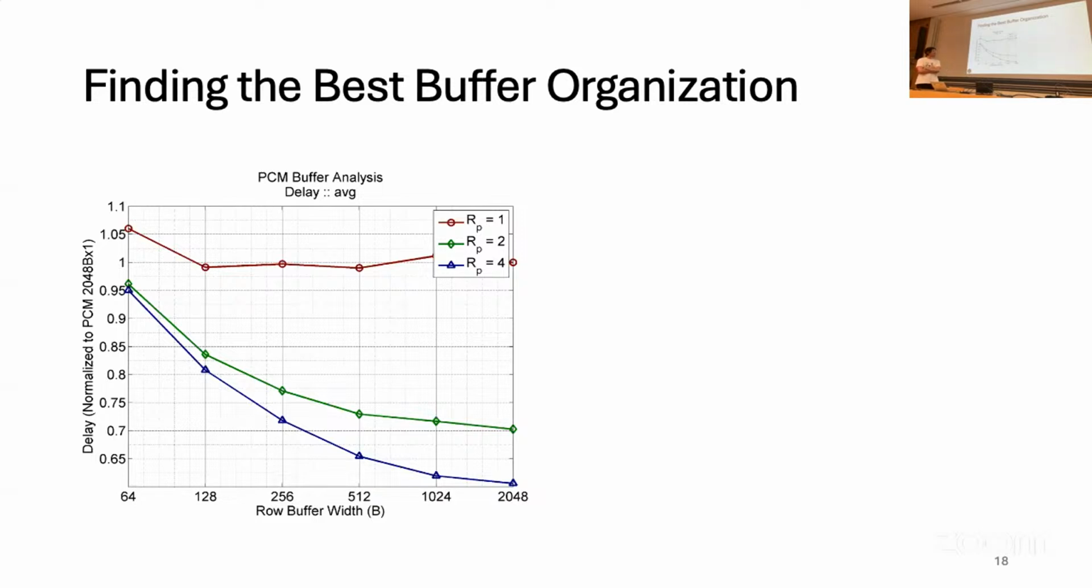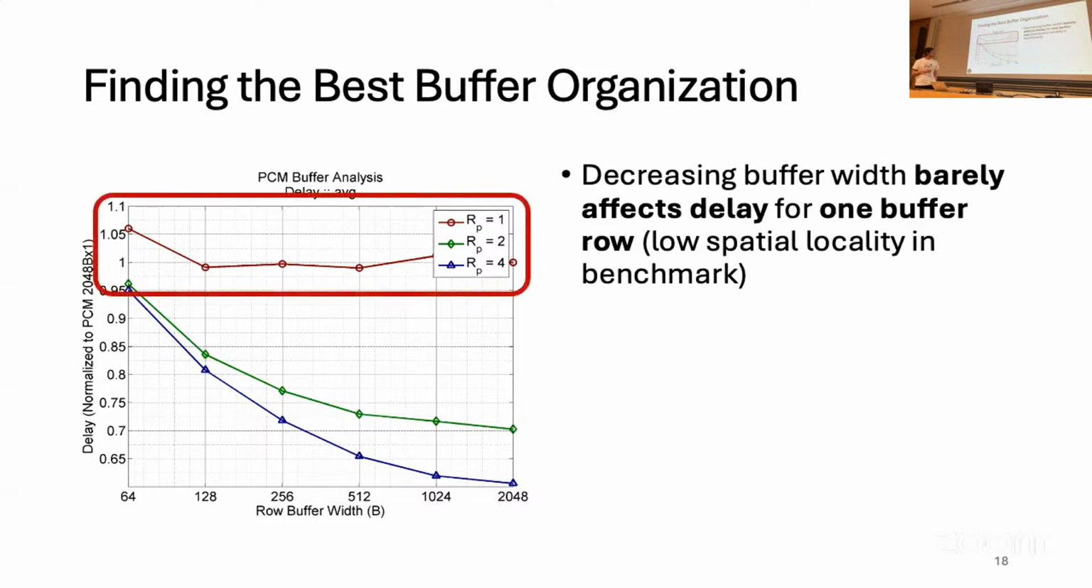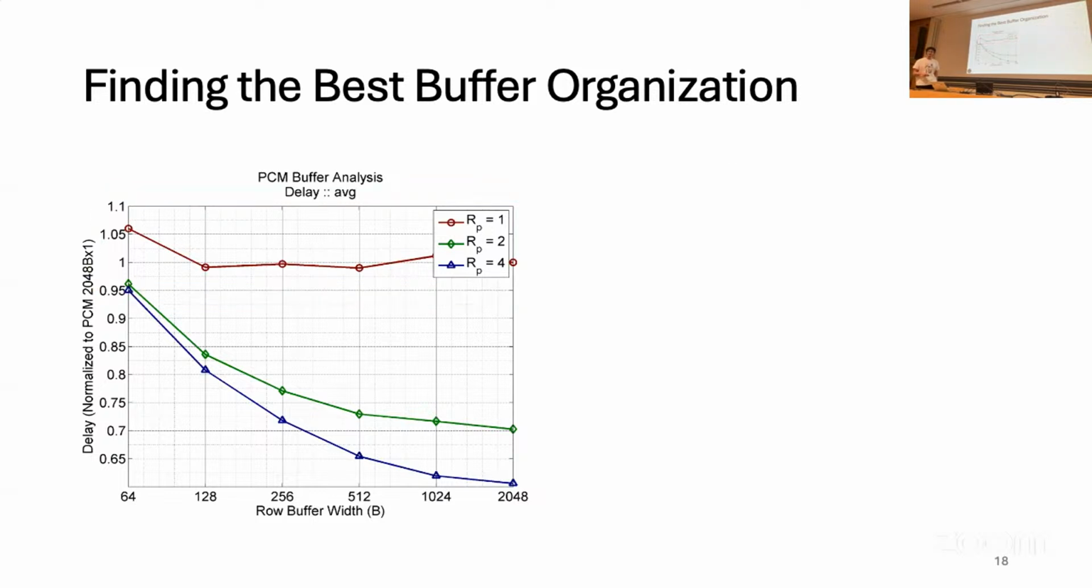So now we'd like to find what exactly is the best buffer organization. So we just try a few different configurations and see what we find out. And in this graph, first, maybe I should give you some more information about the graph. On the y-axis, we have the delay or the application execution time, which is normalized to the PCM baseline, which is just one wide buffer row. And on the x-axis, we have a row buffer width.